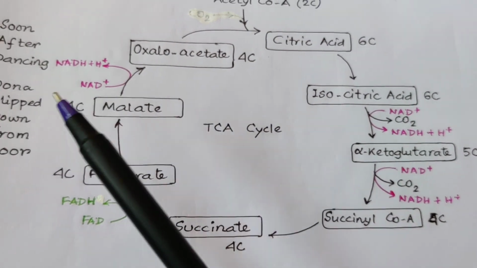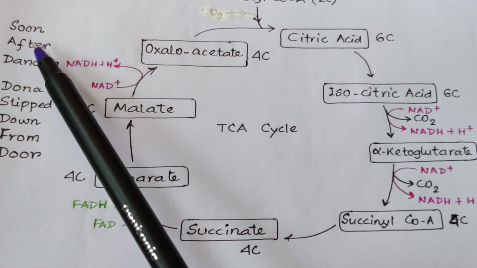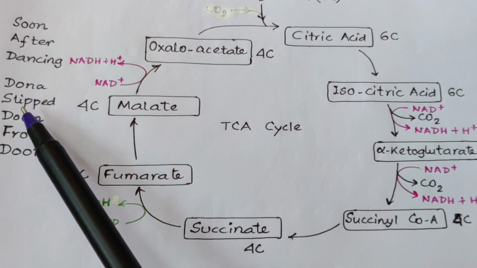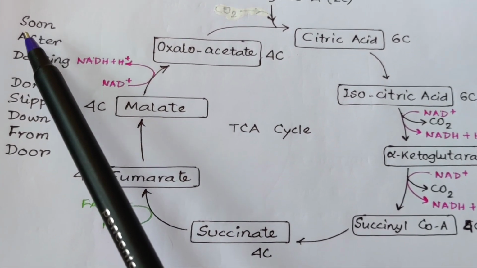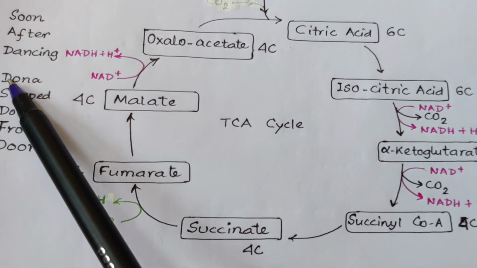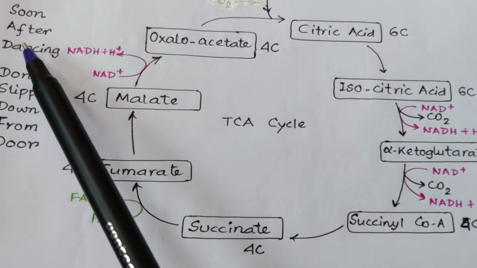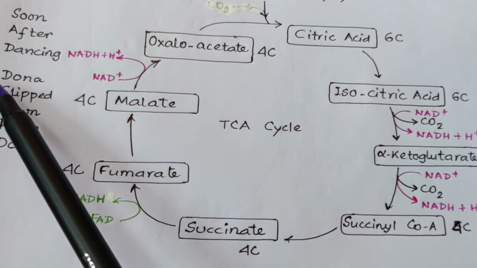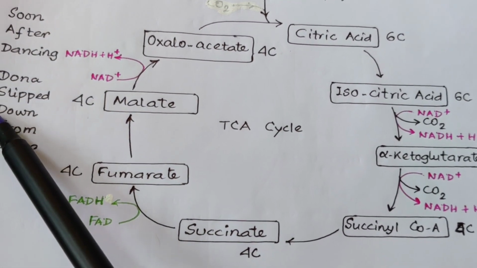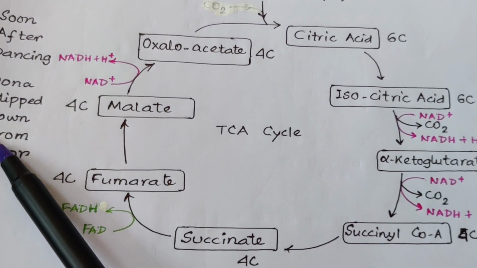Then we come to another shortcut for enzymes over here. "Soon after dancing, Donna slipped down from door." Here all the D's are for dehydrogenase enzymes. All the D's. A is for aconitase and S are for synthetase or synthase. Here F means for fumarase.